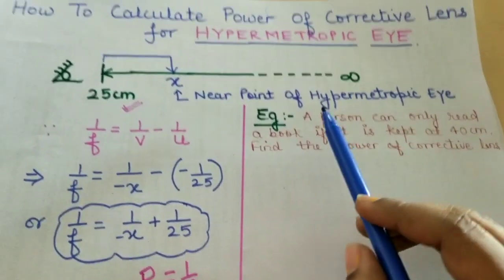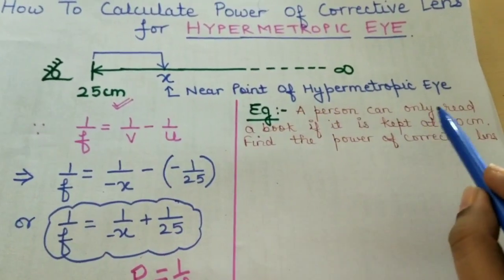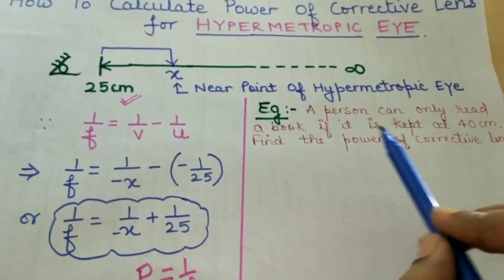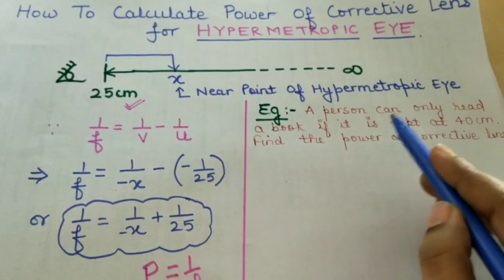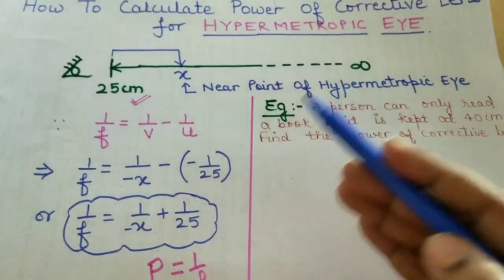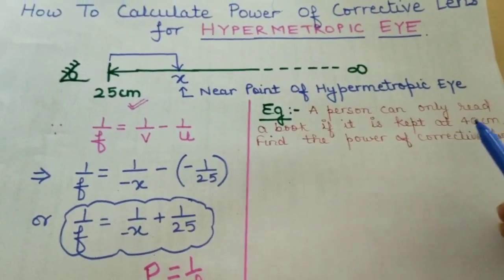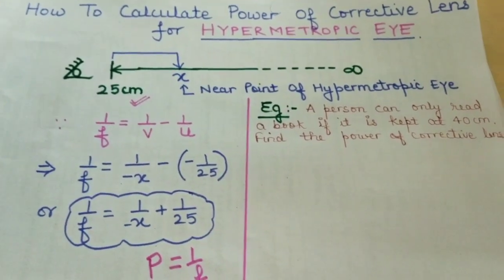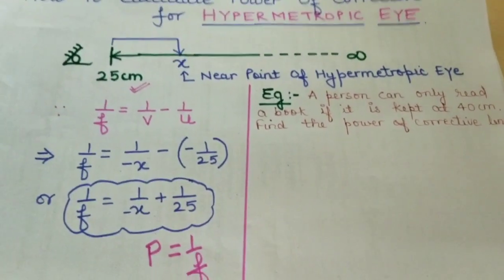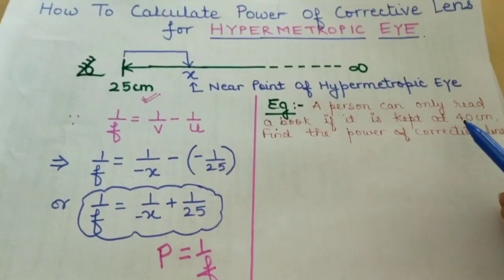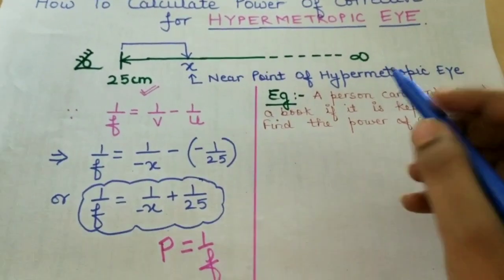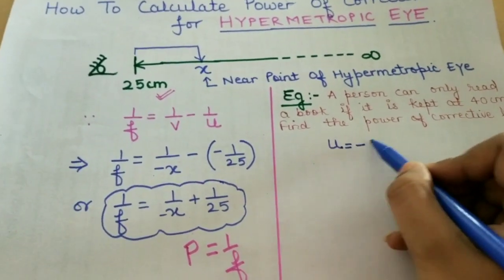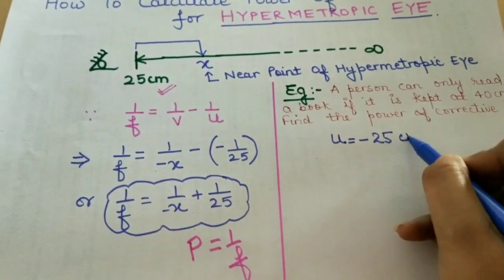Now children, let us take an example: a person can only read a book if it is kept at 40 centimeter in front of the eye. You have to find the power of the corrective lens. If he can't read the book when it is kept at a distance of less than 40 centimeter, that means he is suffering from hypermetropia. Now, to make his eye normal, he will place the book at 25 centimeter. That is, u will be minus 25 centimeter.